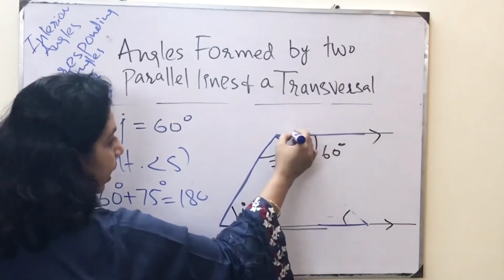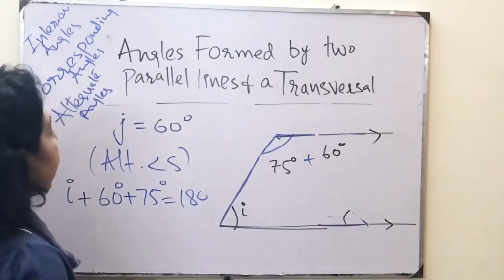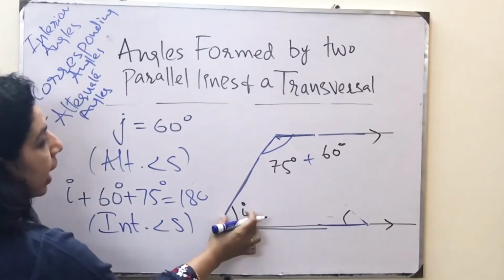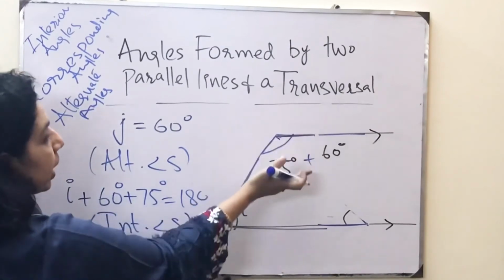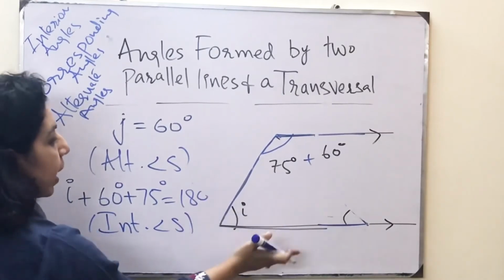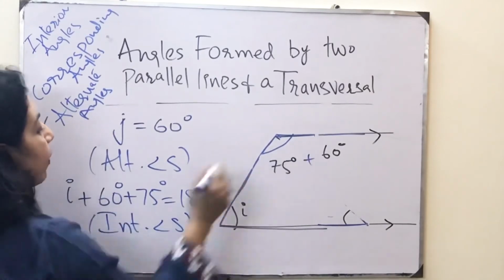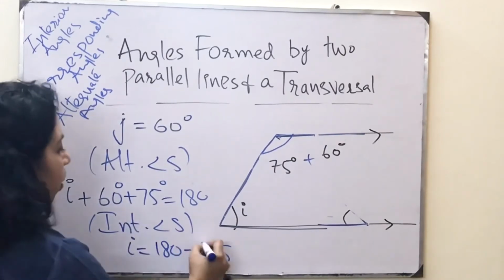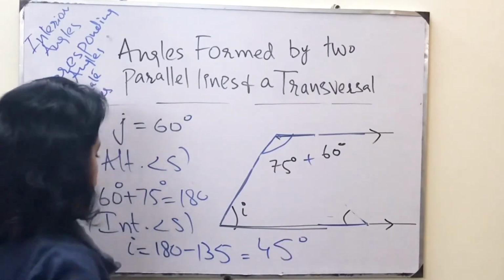Now this is one angle, 75 plus 60 degree. So these are inside the lines, and these are making interior angles. Interior angles, sum of interior angles I and 75 plus 60. 75 plus 60 is on that side, below the line with the first parallel line and transversal, and I is above the line, right side with second line and transversal. So the sum of I plus 75 and 60 is 180. I will be 180 minus 135, and the value of I will be 45 degree.